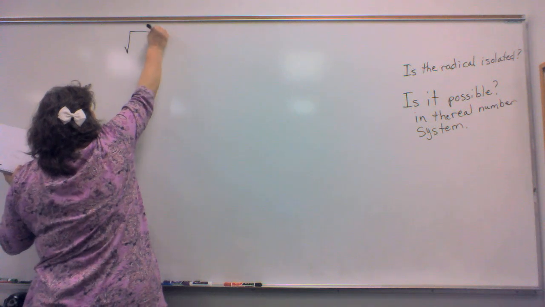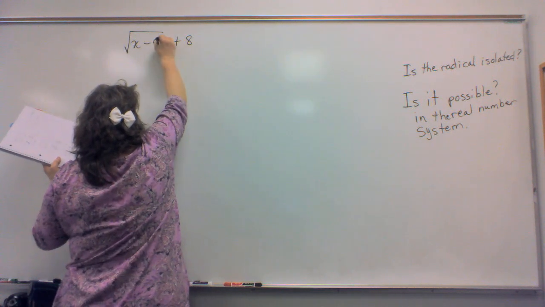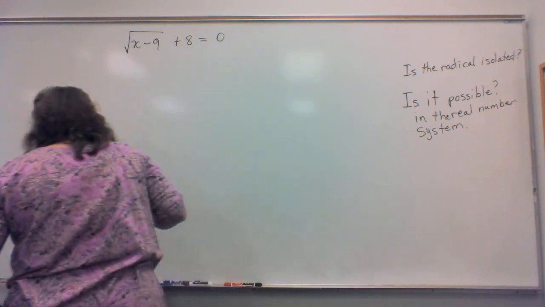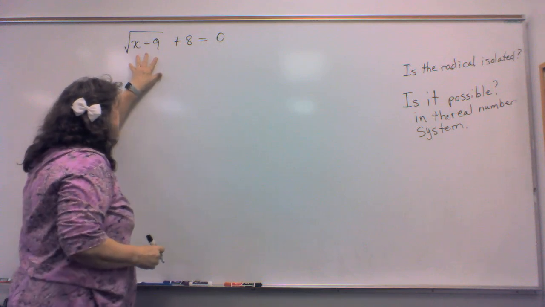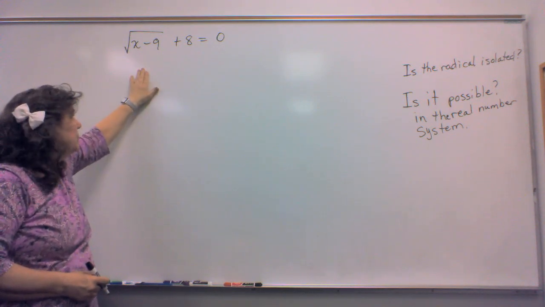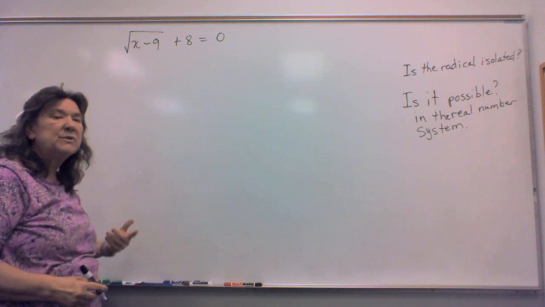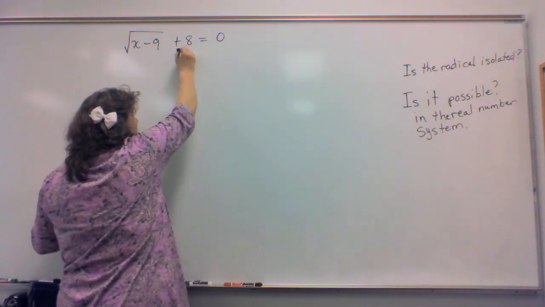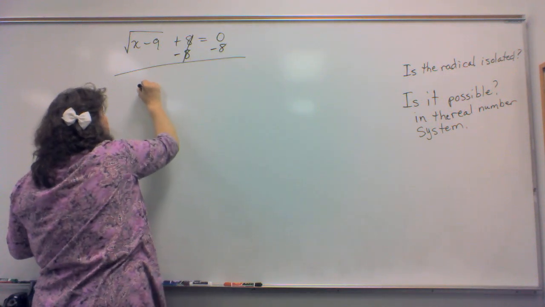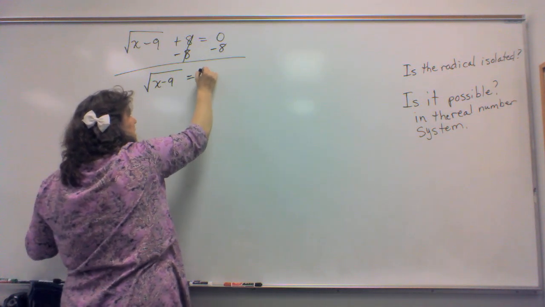Square root of x minus 9, plus 8, is equal to 0. First thing we see here is my radical is not isolated because it has a plus 8 outside. So the first thing we have to do is isolate it. So we're going to subtract 8 from both sides, and I end up with the square root of x minus 9 equal to a negative 8.